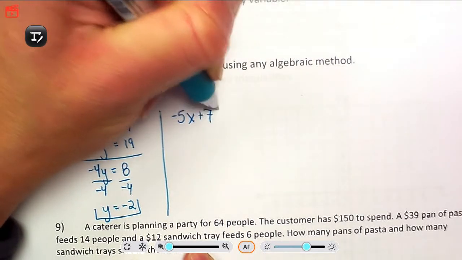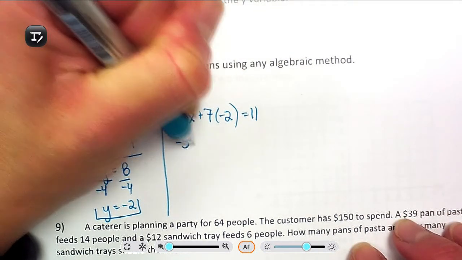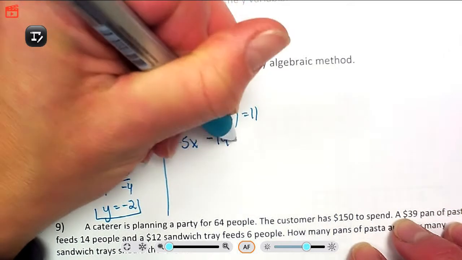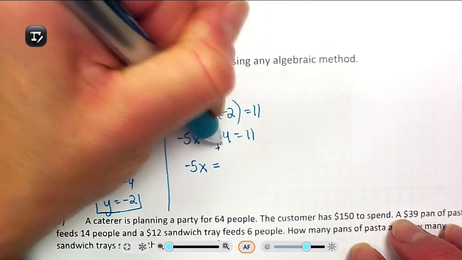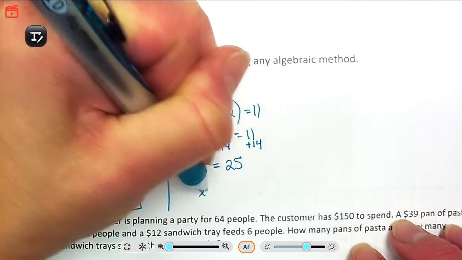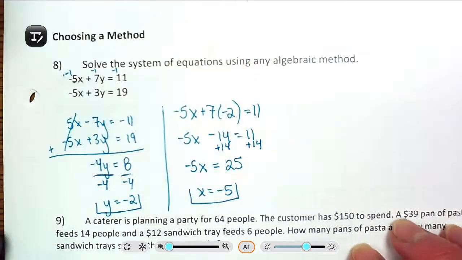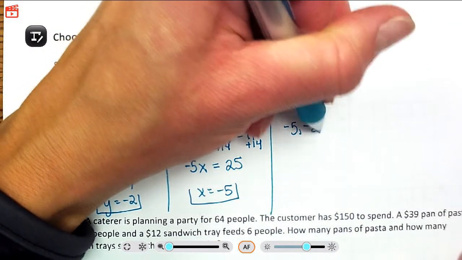-5x plus 7 times -2 equals 11. -5x minus 14 equals 11. -5x equals 25. X equals -5. So we get -5, -2.